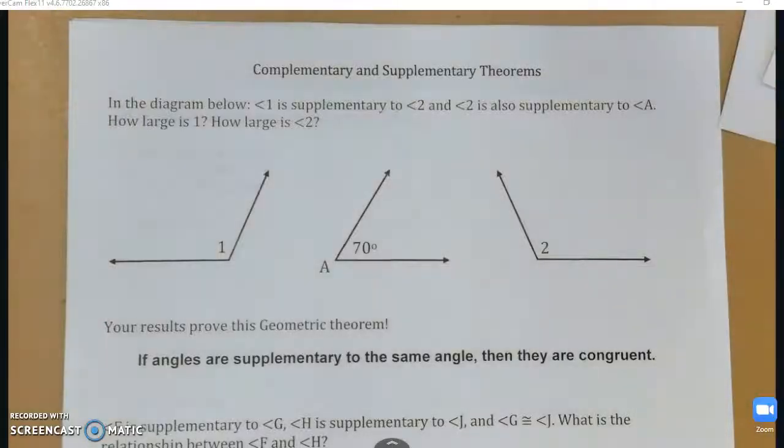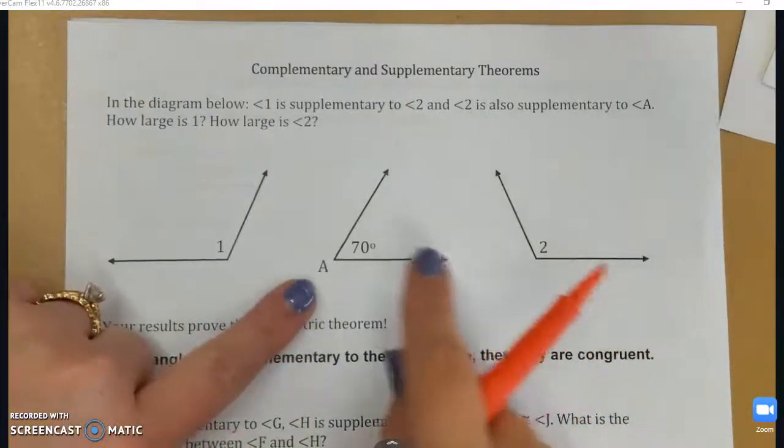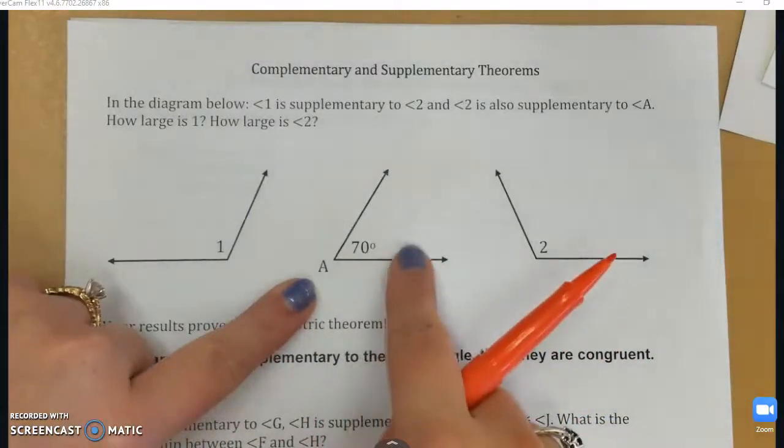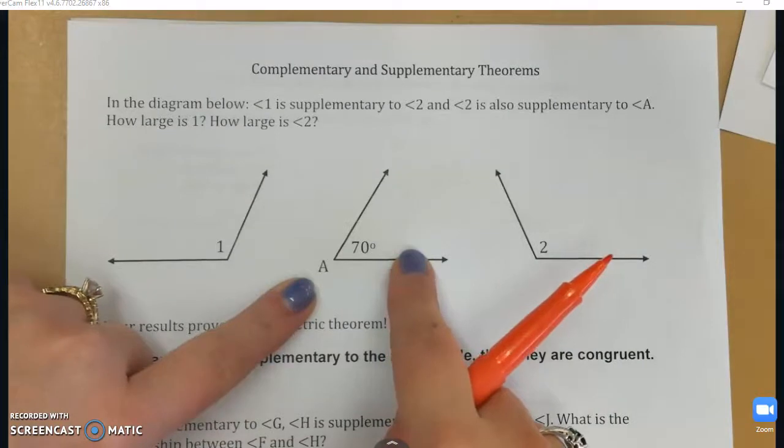Right, let's talk about some complementary and supplementary theorems and then practice writing some conditional statements with those. So starting with this first diagram, we are told angle 1 is supplementary to angle 2, and 2 is also supplementary to angle A. How would we find the measure of angle 1 and angle 2? So the only angle we're given the measure of is A, and we're told it's 70 degrees.